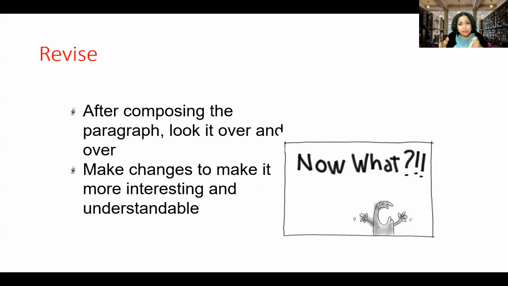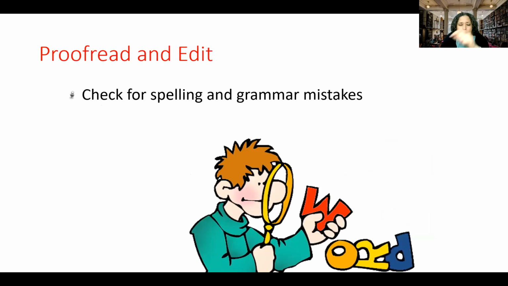Because remember that we have the stairs to paragraph success. If you want to have a good paragraph, I'm just talking about a paragraph, not even the entire text, which means that you have to revise the entire text that you write. Make changes to make it more interesting and understandable. It should be understandable. Proofread and edit. Check for spelling and grammar mistakes. That should always be a rule. Check for spelling and grammar mistakes.